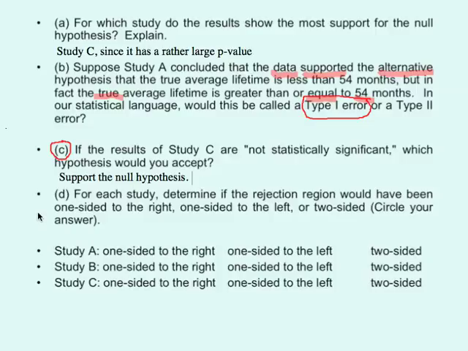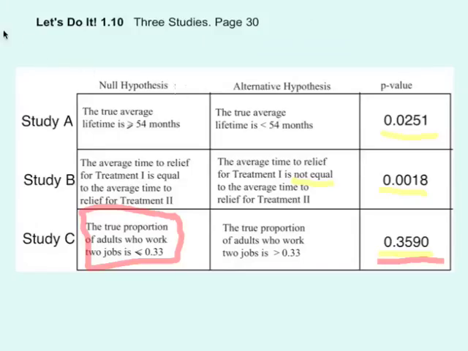So last but not least, we've got Part D here. Part D says, for each of the studies, determine the rejection region that would have been one-sided to the right, one-sided to the left, or two-sided, and circle your answer. So let's go back and check out our hypotheses again. Now, it turns out that there's a very nice little thing here. If we take a look at the alternate hypothesis, it's always going to be the hypothesis that tells us the direction of extreme. And as a matter of fact, the inequality symbol will make an arrowhead pointing in the direction of extreme. So in the case of Study A, the alternate says that the average is below the average that was given in the null, which would make it one-sided to the left.